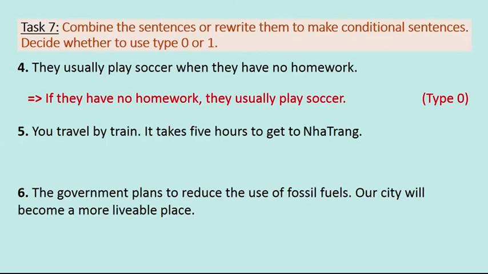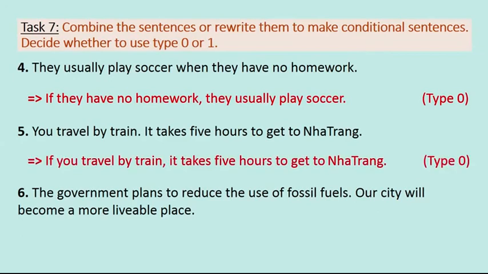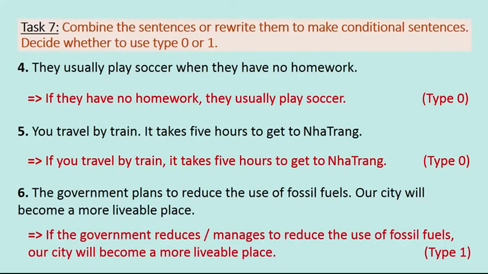5. We also use the conditional sentence type 0. If you travel by train, it takes 5 hours to get to Nha Trang. 6. The last sentence. The statement describes an event that will happen in the future, so the complete sentence in number 6 is written by using the conditional sentence type 1. The correct answer is: if the government manages to reduce the use of fossil fuels, our city will become a more livable place.